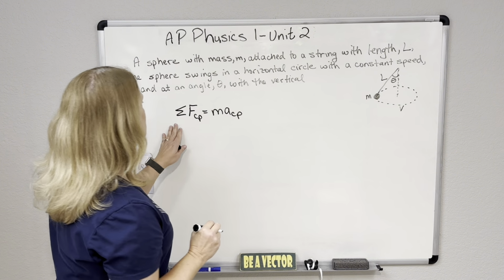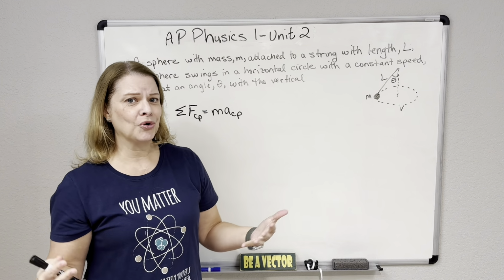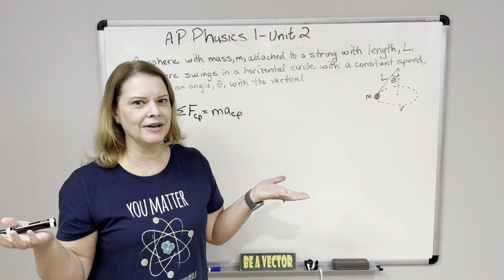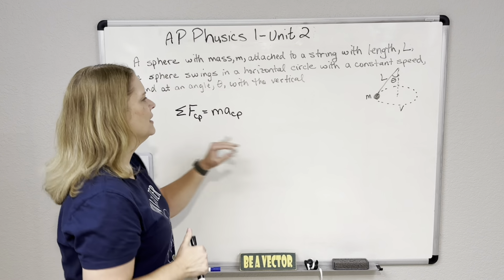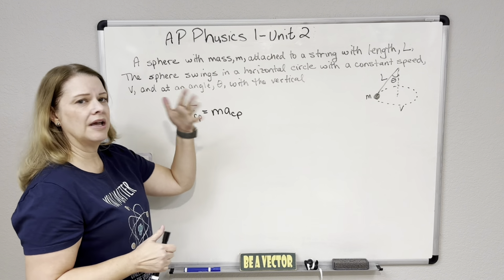That's where we're going to start, because it's always a question as we're getting more and more equations and the problems are getting longer and harder: what equation do I pull out of my little equation tool belt? Well, my big hint here is it's circular. So we've got the sphere with mass m attached to this string of length L, swinging in a horizontal circle with constant speed at angle theta.